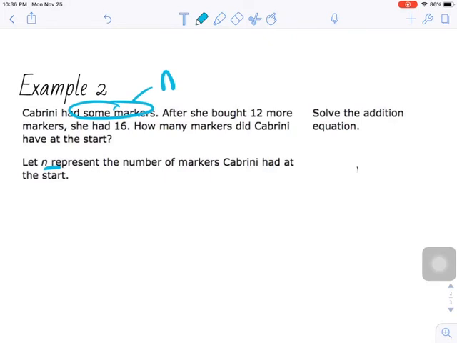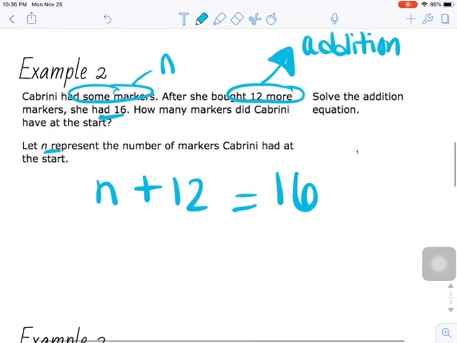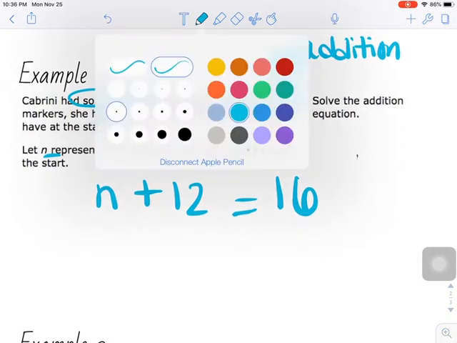To be able to solve for this, we first need to write our equation. This looks very similar to number 1. So we have N amount of markers, and after she bought 12 more, what operation would we be using for more? Using addition. So we're going to add 12 more, and together she has 16. So I'm going to say N plus 12 equals 16.